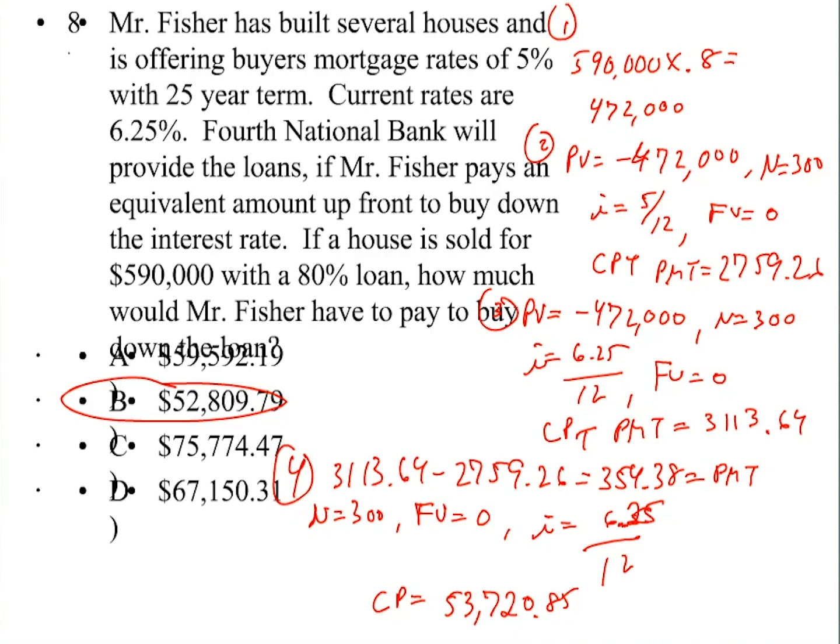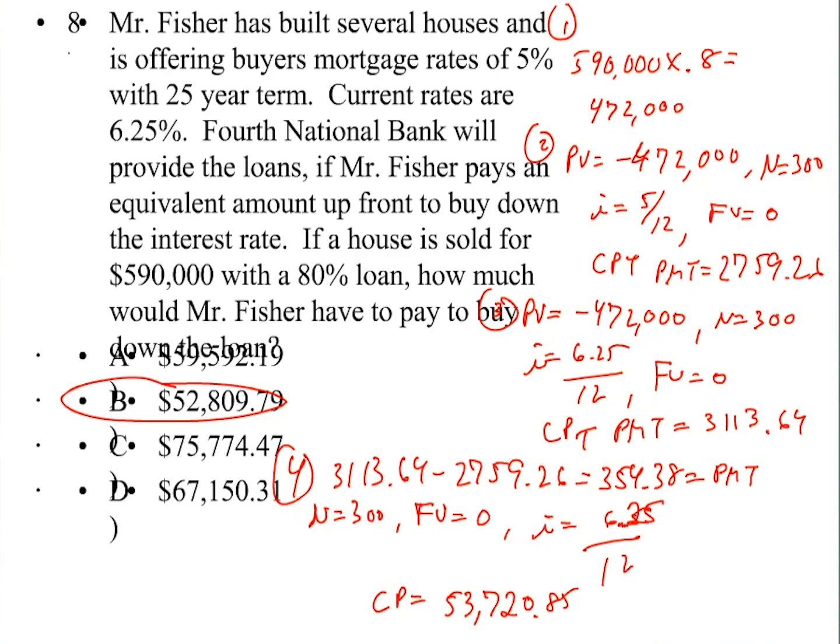Okay, so your payment is $354.38, N is 300, future value is 0, the interest rate is 6 1/4 divided by 12, and you compute the present value, and that works out to $53,720.85, which the closest answer here is answer B. It is slightly off. But that was the answer, and I did check everybody's results to see if you were in the ballpark here. But the process is absolutely correct.